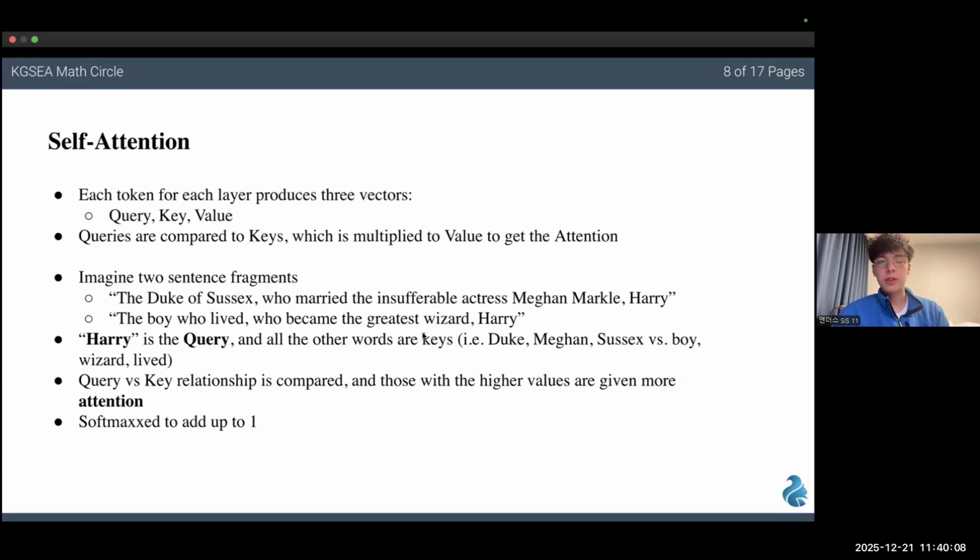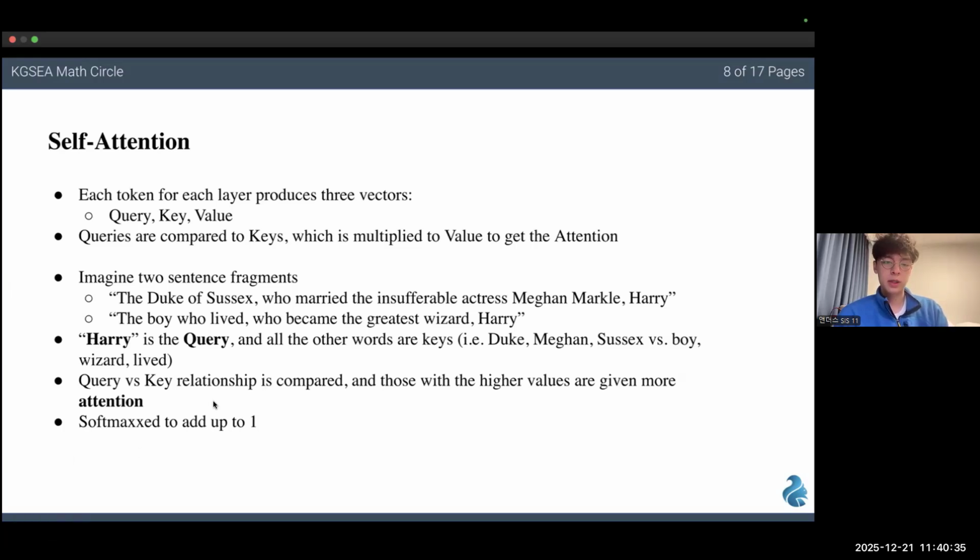And if you think about it geometrically, a higher dot product means the vectors are facing a similar direction, which means the meaning is related. So if in the first sentence Harry has a high dot product with Duke, for example, then the attention is going to reflect that fact, because in the query versus key relationship, those with higher values are given more attention.